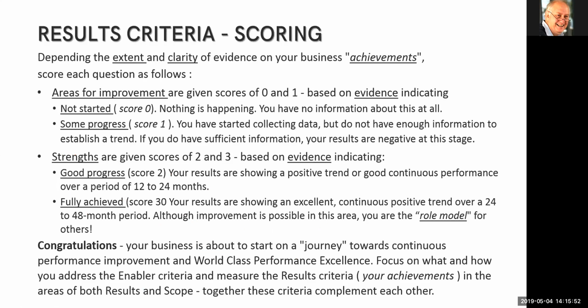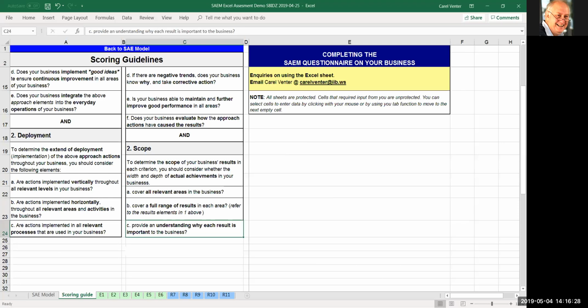So when we look at the results criteria again, detail in the PDF. I'm not going to go through this in detail, but 0 will give you nothing has happened, and so on. And especially over time, the trend, good progress over a period of 12 to 24 months, good continuous growth. If you say you've fully achieved that, there's actually over 24 to 48 months. You're the role model. Yeah, you can still improve. But that is important.